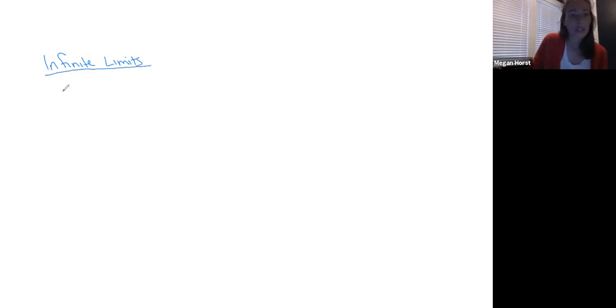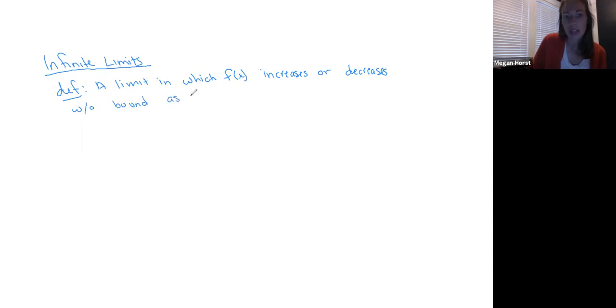All right, so the definition is a limit in which f of x increases or decreases without bound as x approaches c is an infinite limit.